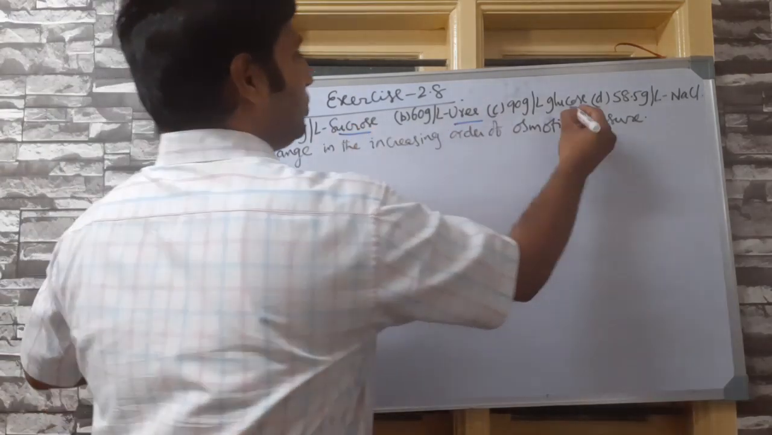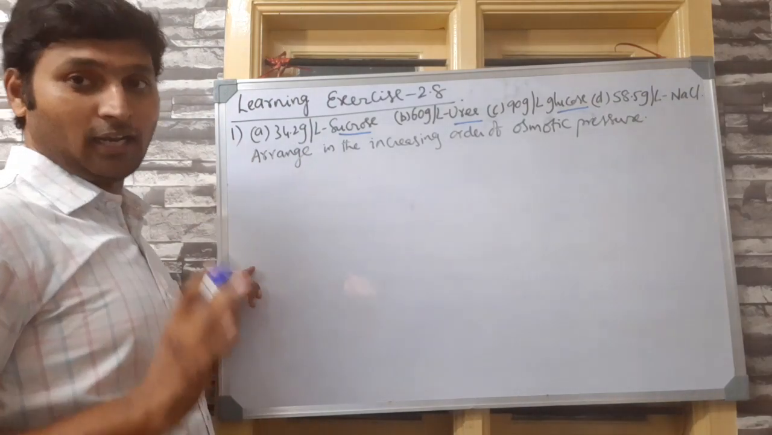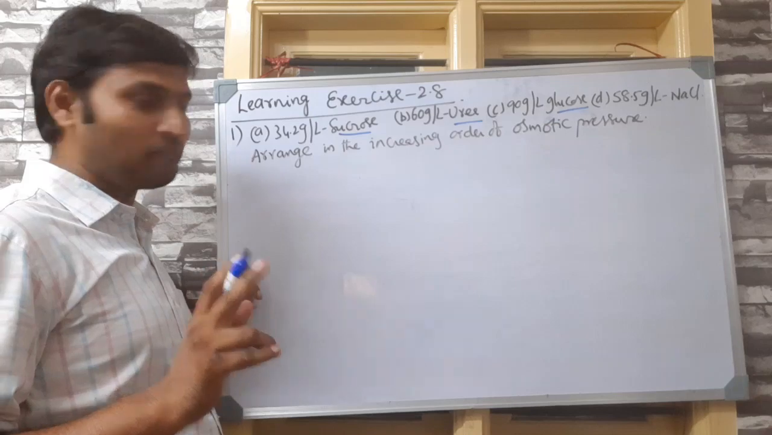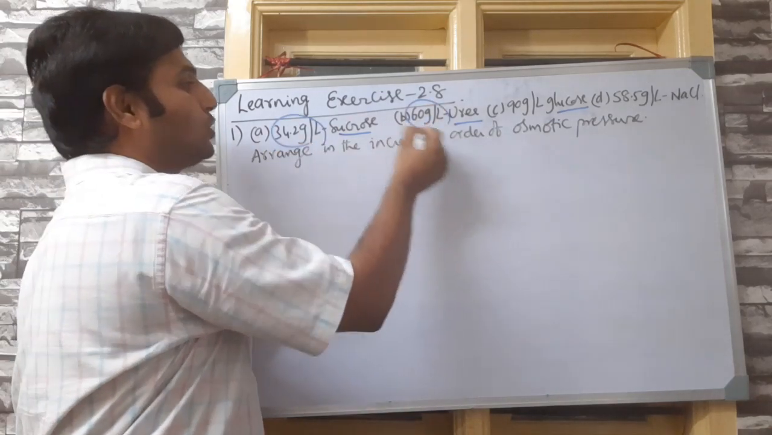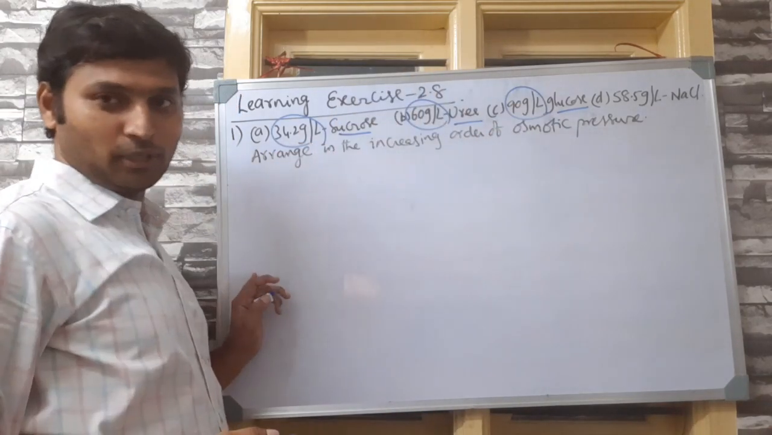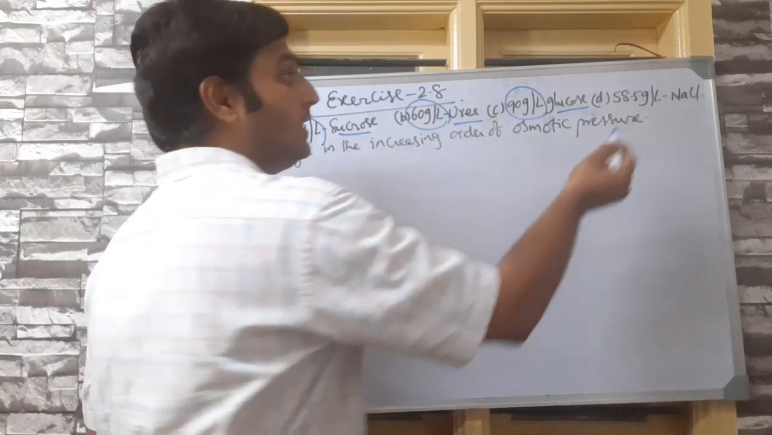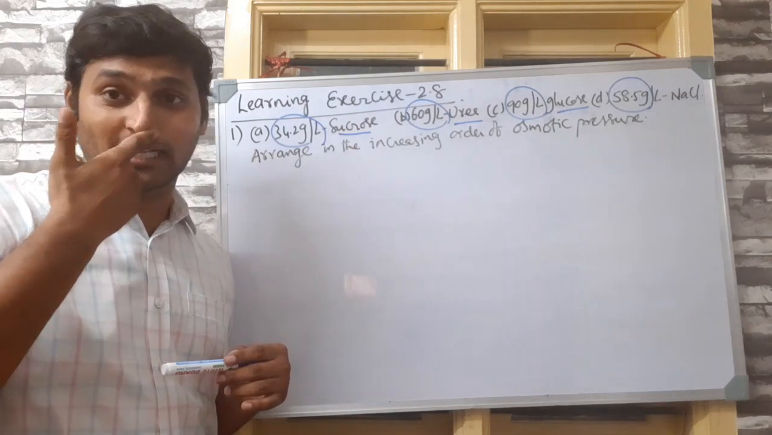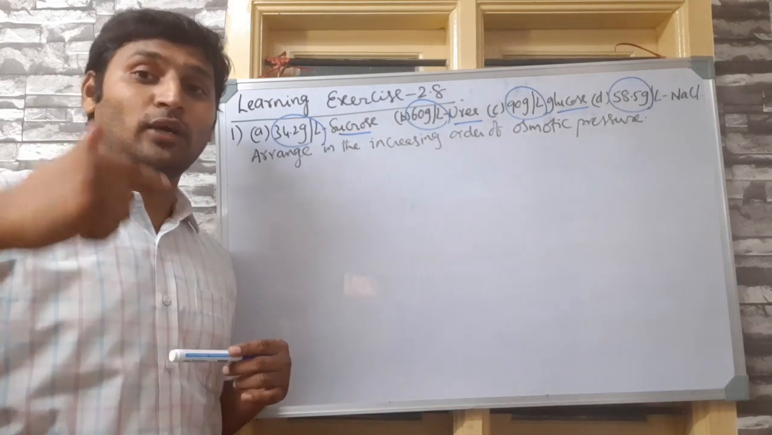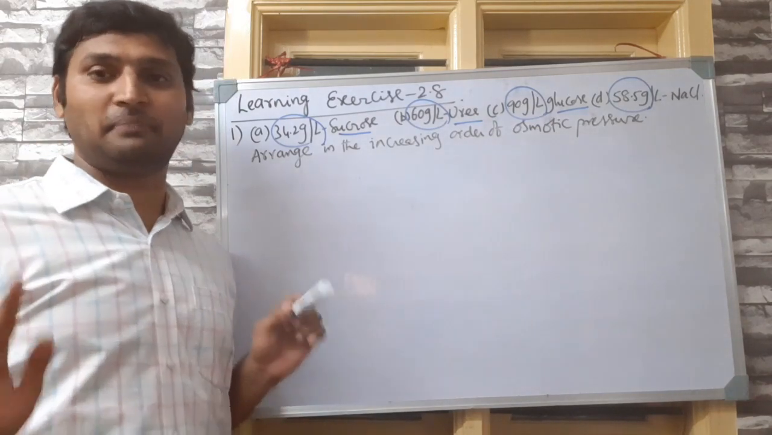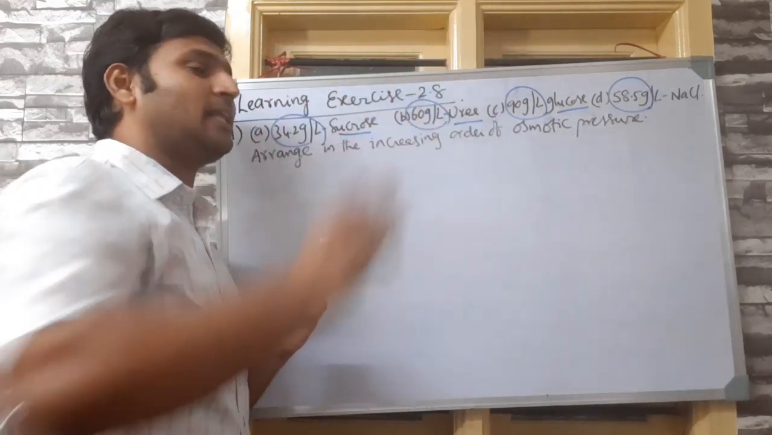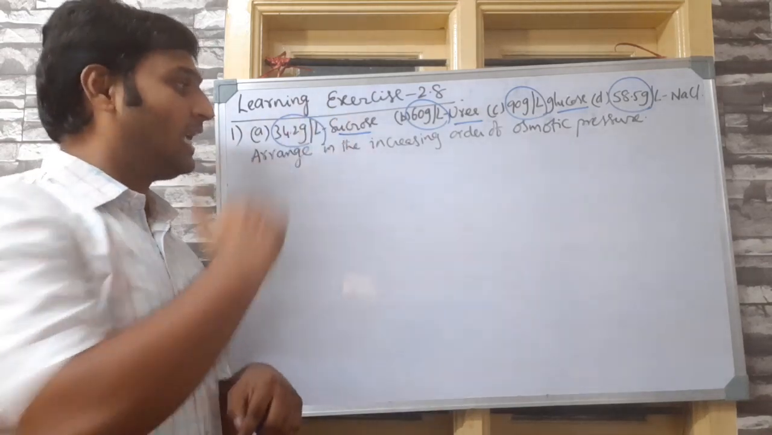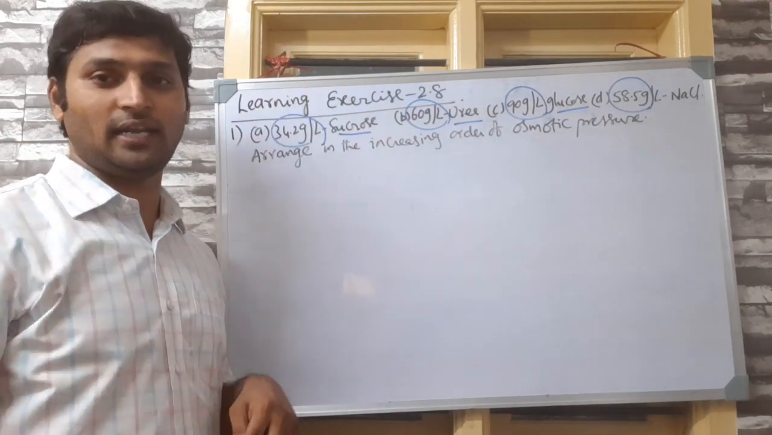Here, sucrose, urea, glucose, all the 3 are non-electrolytes. So they don't undergo any dissociation. That's why their concentration alone should decide who shows the highest osmotic pressure. Whereas this one, sodium chloride, dissociates to form 2 particles, sodium cation, chloride anion. So its concentration should be doubled to get the number of particles. Simple. Then compare the number of particles, whichever has the highest number of particles shows the highest osmotic pressure. Here he wants increasing order, so lowest to highest.